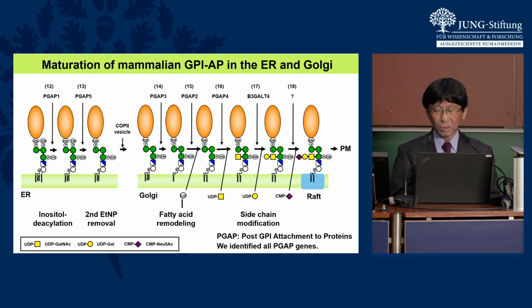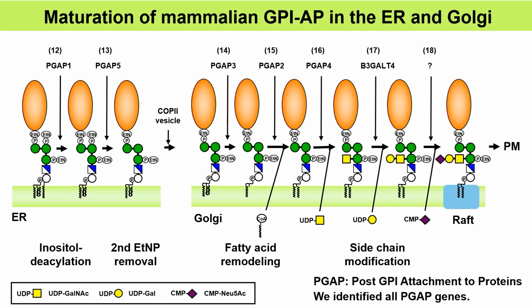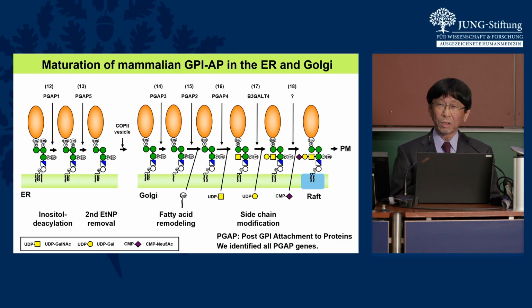PGAP4 is a GPI-specific N-acetylgalactosamine transferase. And then galactosylation is mediated by the B3GalT4 galactosyltransferase. B3GalT4 is not a GPI-specific galactosyltransferase. It is known as the ganglioside GM1 synthase. So the ganglioside biosynthesis pathway and the GPI-anchor biosynthesis pathway use the same galactosyltransferase at this step. The sialyltransferase that attaches the sialic acid has not been identified.